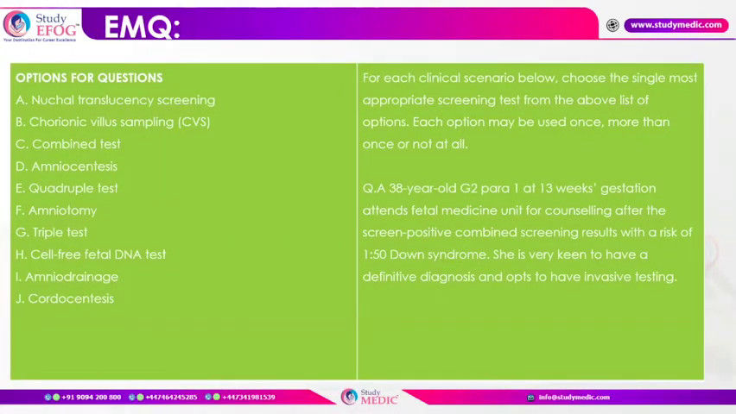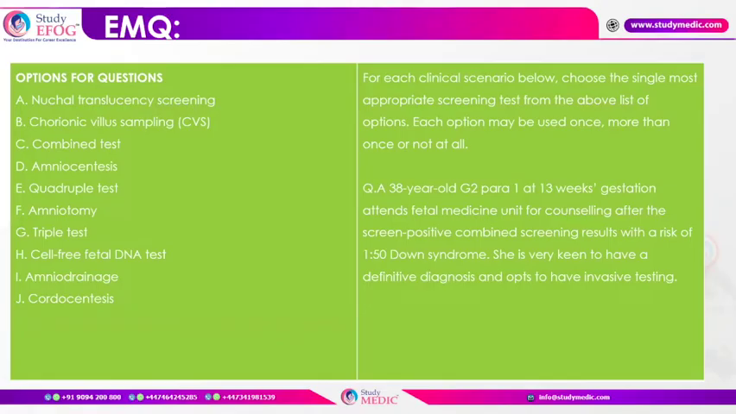Let's have another question. A 38-year-old woman, gravida 2 para 1 at 13 weeks of gestation, attends the fetal medicine unit for counseling after screening positive on combined screening, with a risk of 1:50 for Down syndrome. She is very keen to have a definitive diagnosis and opts to have invasive testing. So what are her options?